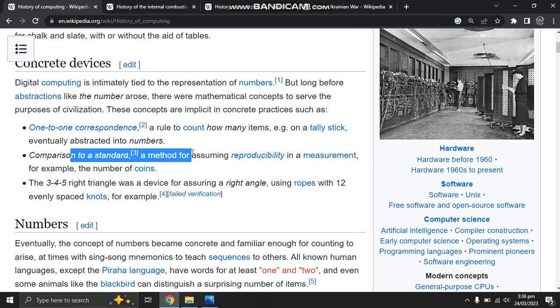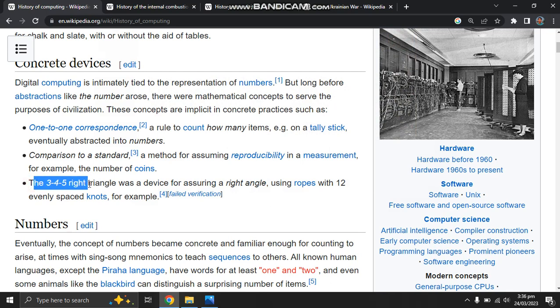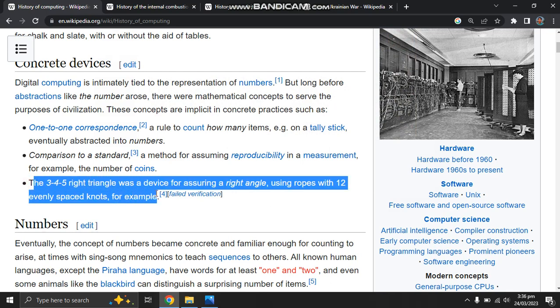Comparison to a standard, a method for assuring reproducibility in measurements, for example the number of coins. The 3, 4, 5 right triangle was a device for assuring a right angle using ropes with 12 evenly spaced knots, for example.